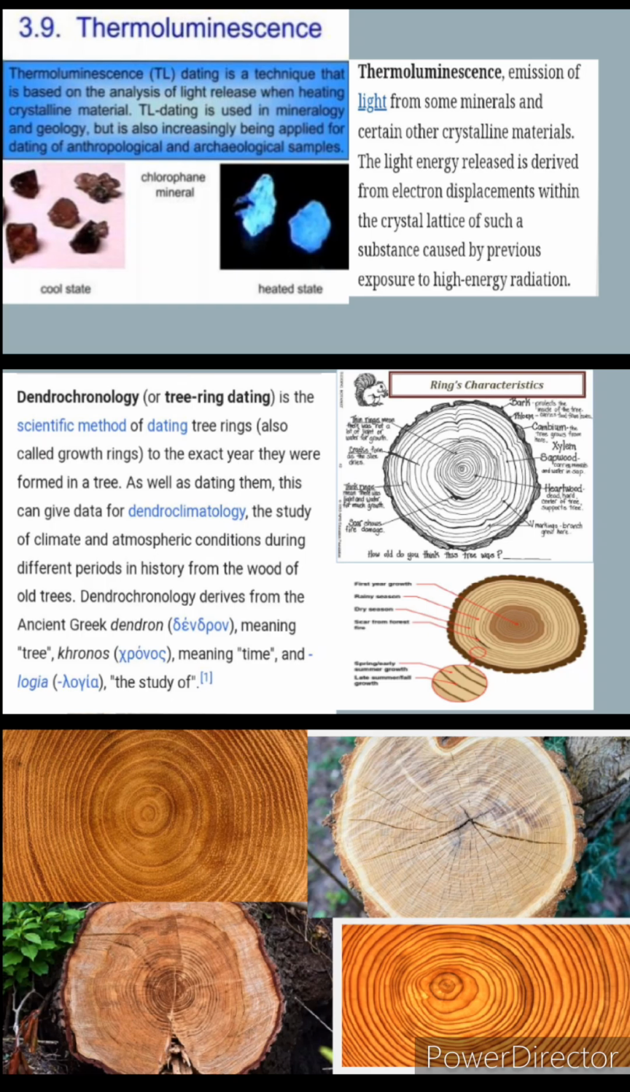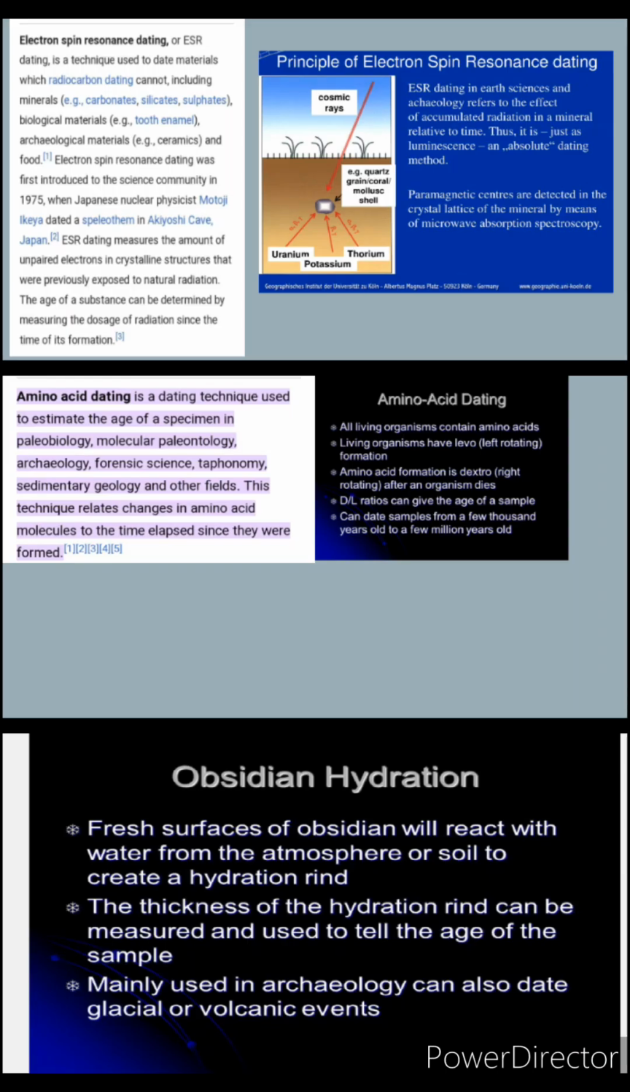Dendrochronology derives from the ancient Greek words dendron meaning tree, chronos meaning time, and logia meaning study. So dendrochronology is the scientific method of dating tree rings to find out the exact year they were formed, or the exact age of the tree. So this is all about dendrochronology.